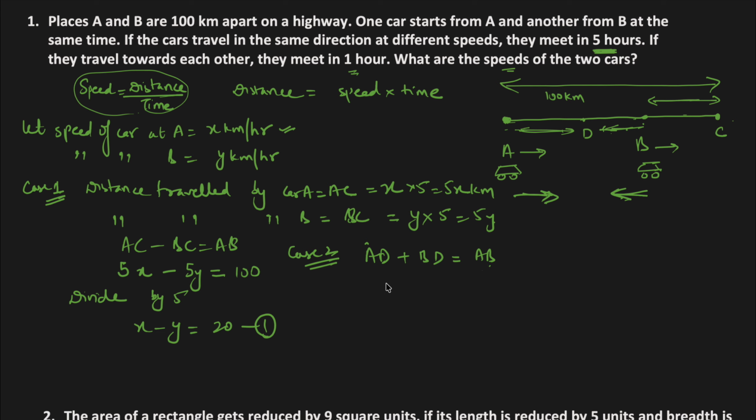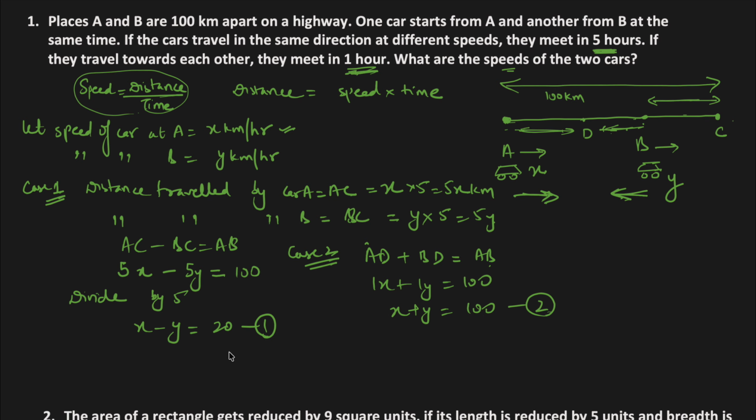Now AD, the distance you can calculate easily. One car is traveling with speed x, the other's speed is y, and 1 hour. It is taking them 1 hour to meet. So 1x plus 1y is 100. That is your another equation, correct?